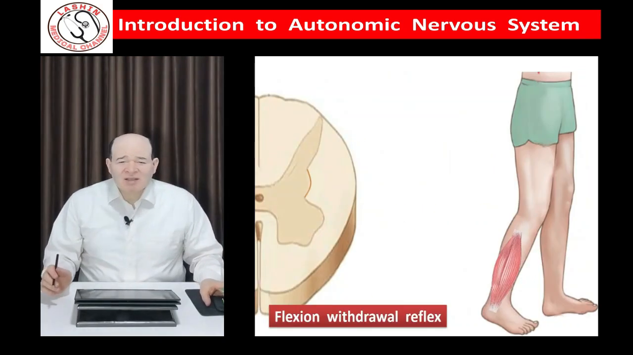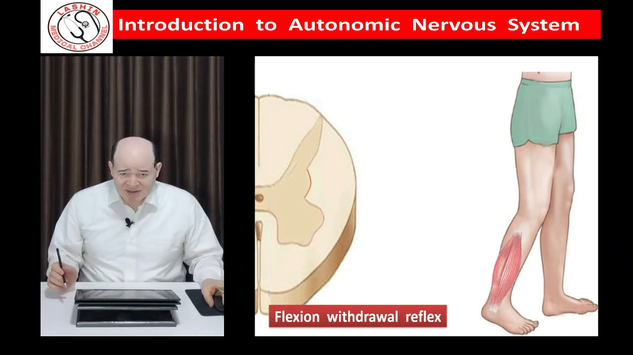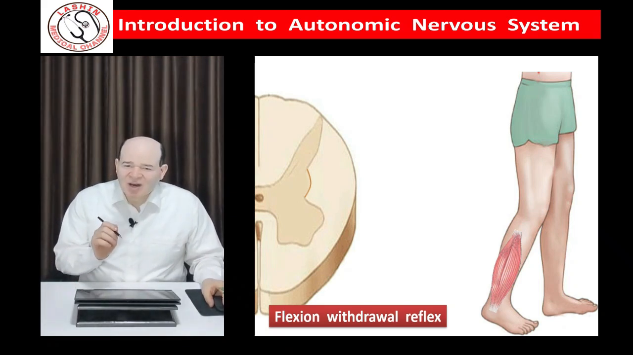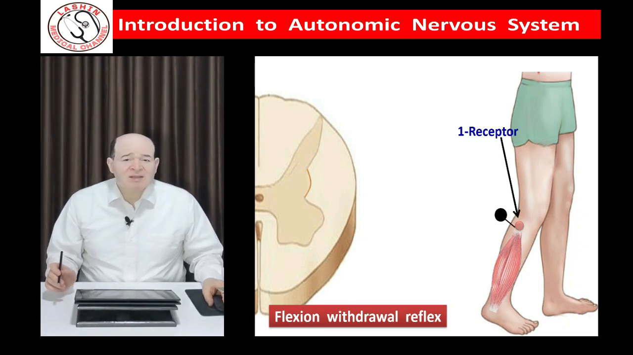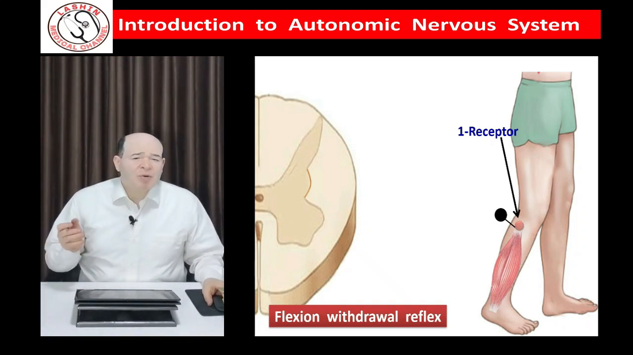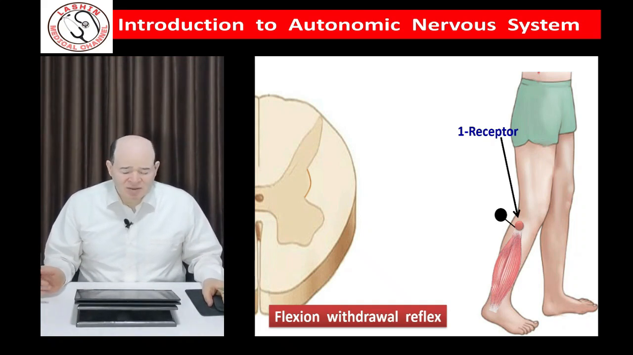To simplify the concept of reflex action, we have the flexion withdrawal reflex as an example, only to simplify the components of the reflex action. Whenever you are subjected to a prick by a harmful object, your pain receptors are stimulated. So the first component of the reflex pathway or action is the stimulation of the receptor by its appropriate stimulus, which is a painful stimulus.